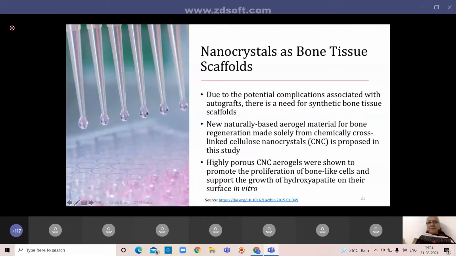Another example is, now that we are moving towards major biotechnological advances, we can't forget to discuss tissue scaffolds. So nanocrystals also have application as bone tissue scaffolds. What people have done here is they have used a natural aerogel material. What is that natural material? It is cellulose nanocrystals. A lot of work is being done on cellulose nanocrystals. And in a country like India, this can be a very, very useful resource from waste material. So you can take any waste material, extract cellulose, and then make nanocrystals.